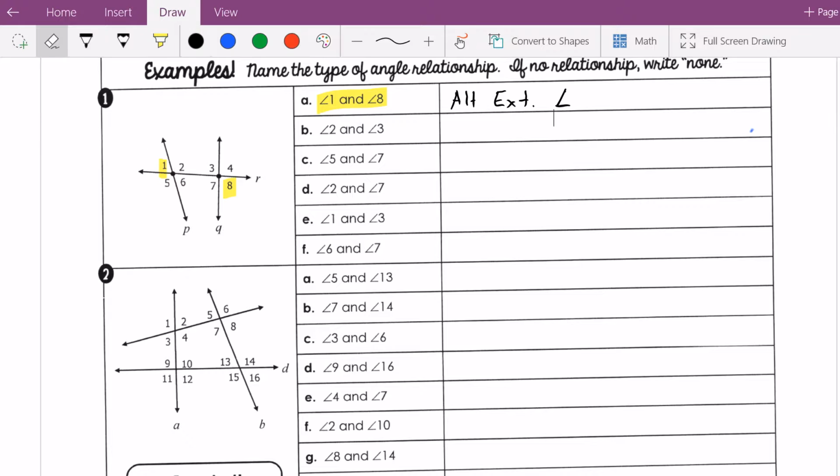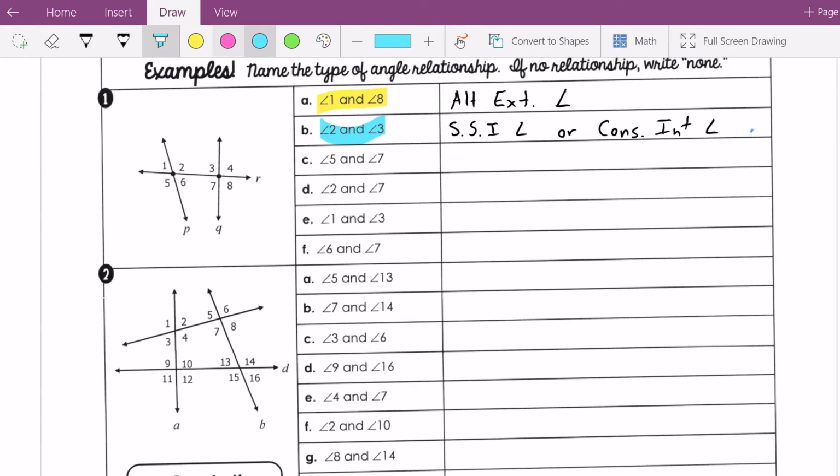Moving on to number B, we've got 2 and 3. So 2 and 3, top, top. Both on the inside. Since they're both on the inside and both on the same side of that transversal, that would be same side interior angles, or you can call it consecutive interior angles. But again, I'm normally going to refer to it as same side interior.